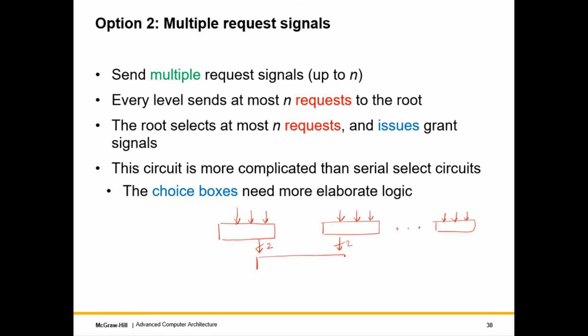So again, they are sent to one more choice box, which again selects a maximum of 2. So on and so forth until you reach the root.